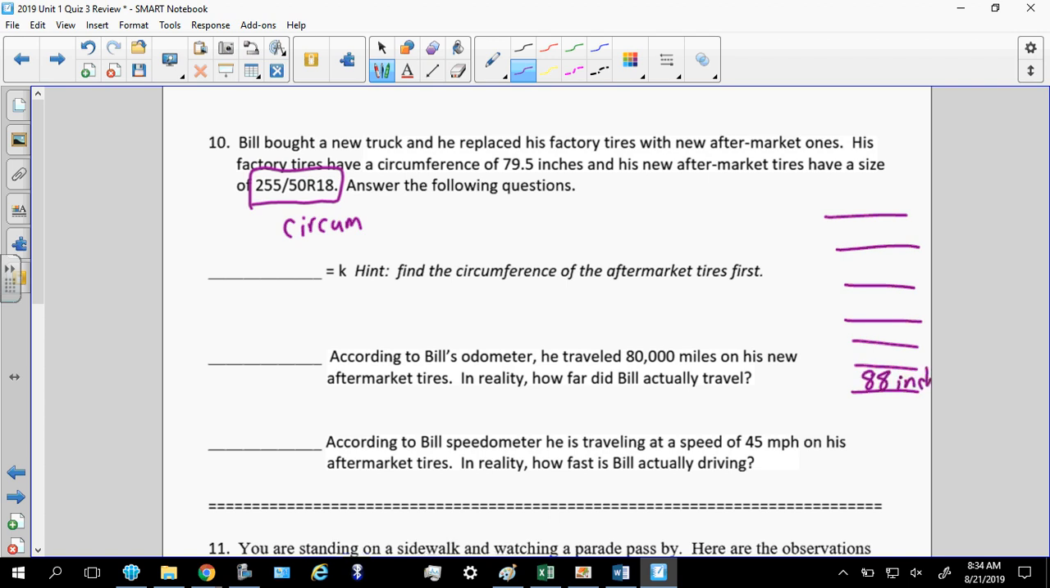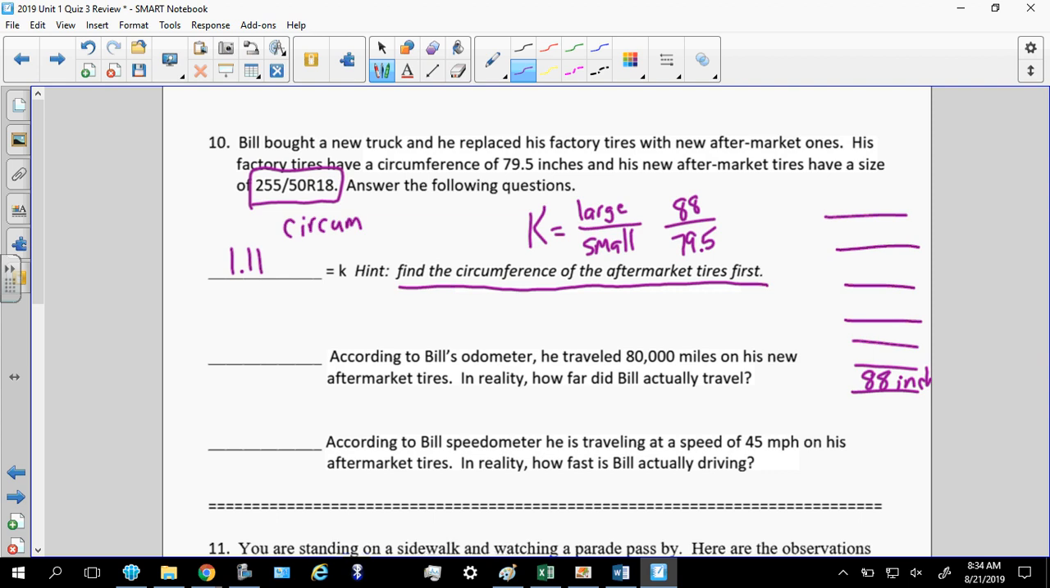All right. So when you're trying to find K, and I went ahead and gave you a hint, find the circumference of the aftermarket tires first. Remember, K is the larger tire over the smaller tire. Well, the larger tire is 88 inches. The smaller tire is 79.5. So divide that out, and K ends up being 1.11.